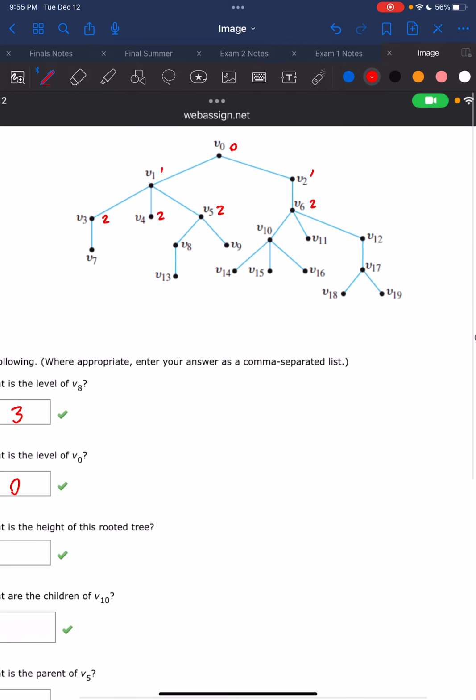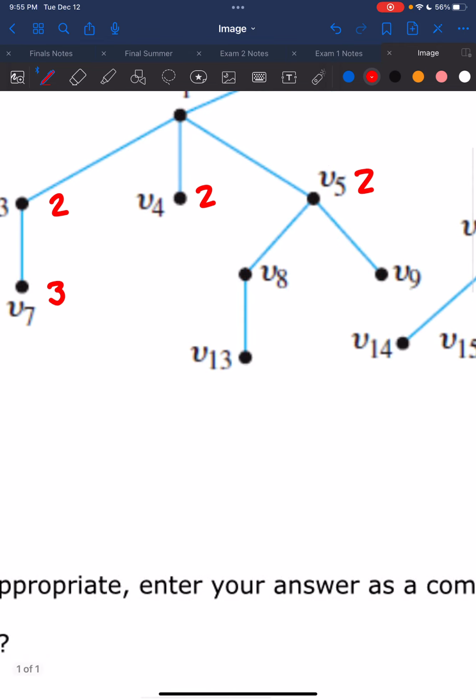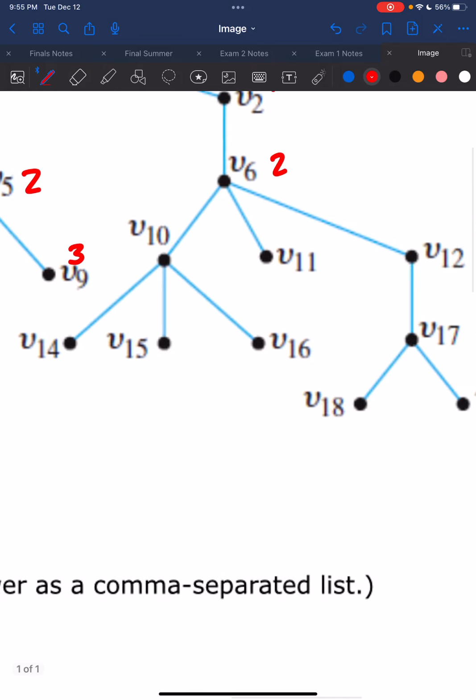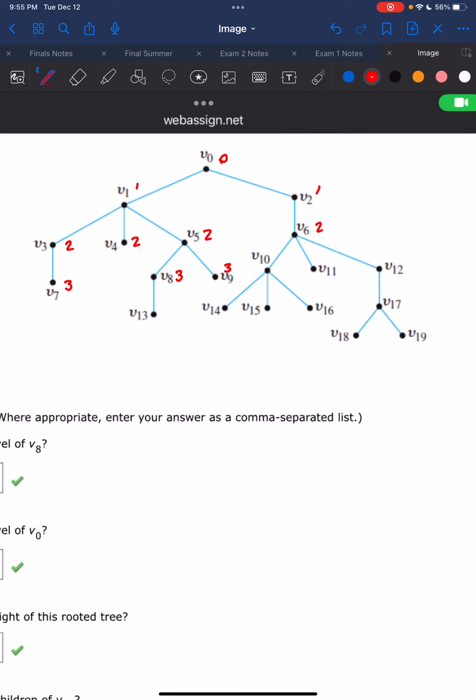Now let's look for the children of the nodes that are at level 2. So V3 has one child, V7, so that would be level 3. V4 has no children, so there's no level 3 extending from V4. And then V5 has 2 children, V8 and V9, so those would be level 3. Now let's look over here, and let's see, the children of V6 are V10, V11, and V12, so those would also be at level 3. And now those are all the nodes at level 3.